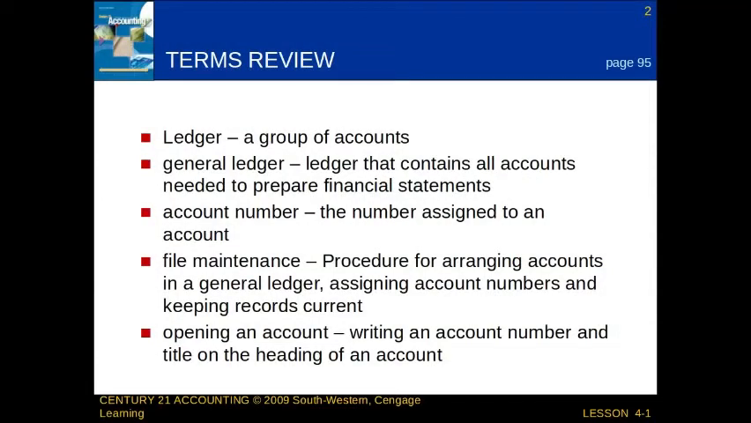So just a few key terms that I'd like to go over before we start the accounting part of this lesson. So a ledger is a group of accounts. A general ledger is a ledger that contains all accounts needed to prepare financial statements. An account number is the number that's assigned to an account. File maintenance is the procedure for arranging accounts in a general ledger, assigning account numbers, and keeping records current. And opening an account is writing an account number and title on the heading of an account.